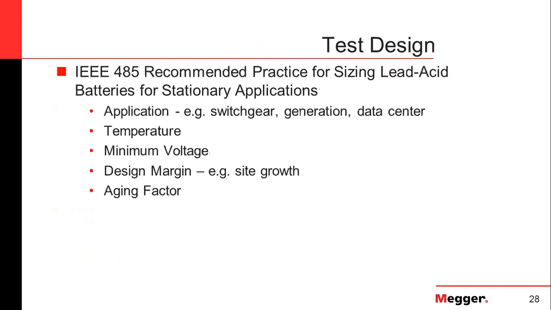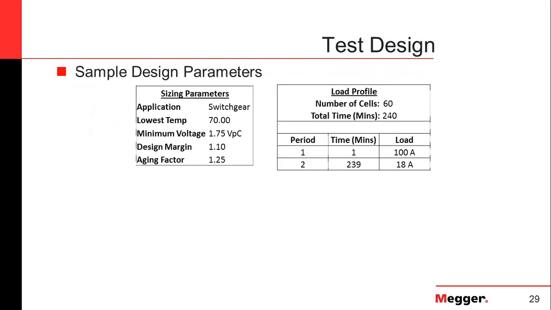Now we get into some of the aspects of the test design. There's another guide called IEEE 485. Presumably, everyone's familiar with this. These are some of the parameters that you need with regards to sizing a lead-acid battery. You'll consider things such as the application being switchgear, generation, or data center, what type of temperature the battery is going to see, what's the end voltage or the minimum volts per cell that I need, what design margin I'm going to incorporate so I can account for potential site growth, and what kind of aging factor I am going to use. All of these are basically designed to oversize the battery so that when it's nearing the end of life, you still have enough capacity.